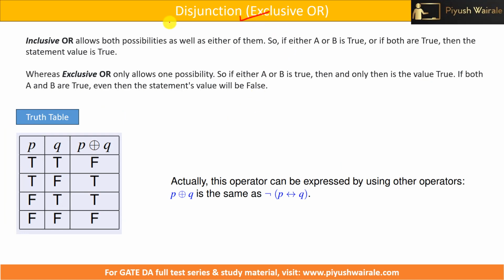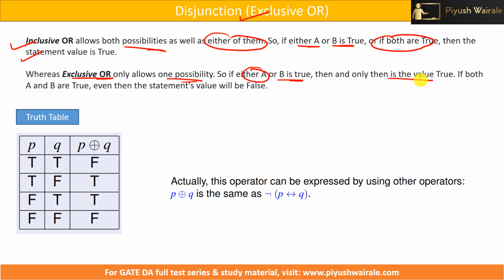So we have discussed inclusive OR. Now this is what exclusive OR is. Inclusive OR allows both possibilities as well as either of them being true, right? So either A is true, or B is true, or both are true, then the statement value is true. But what happens in the case of exclusive OR? It only allows one possibility. So if either A is true or B is true, and only then, the value of this proposition will be true. If both A and B are true, the statement's value will be false, right? So this is what exclusive OR is, and it is indicated by this particular symbol, a plus inside a circle, right?